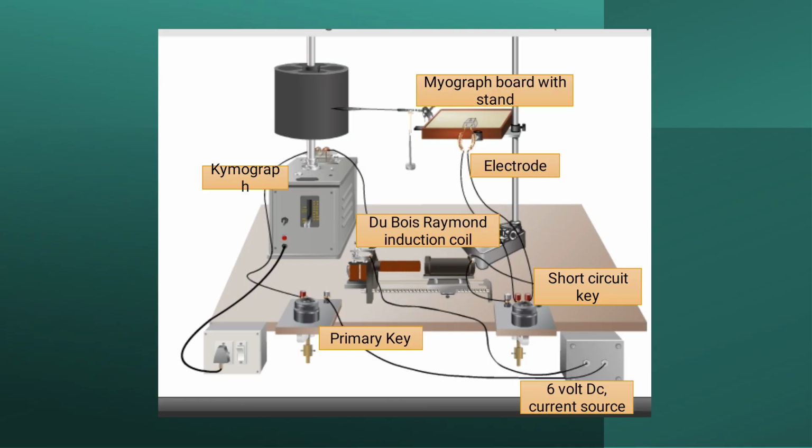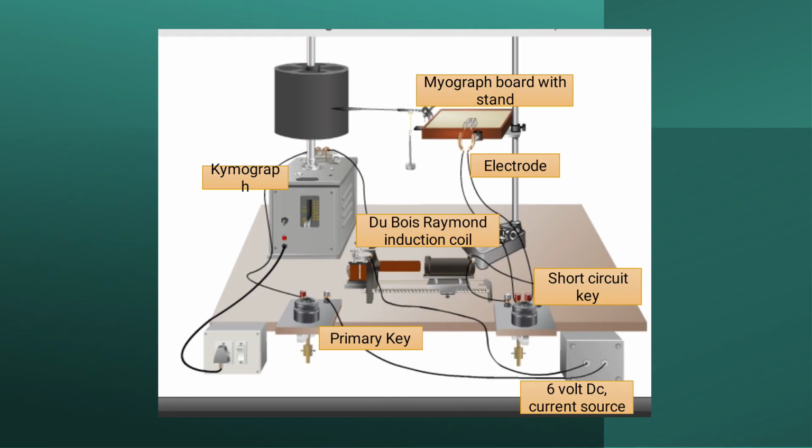We know that the nerve muscle preparation is fixed on the myograph board with the stand, and with the help of this current source, primary key, Du Bois Raymond induction coil and short circuit key, all these are the electrical appliances related to the application of electrical stimulation to the nerve muscle preparation. We also had one recording instrument in this experimental setup, that is your kymograph with the drum.